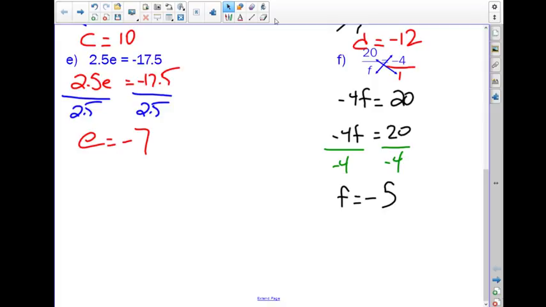Just like last class, you'll be given a set of homework questions. Please work through them as best as you can. And next class, we will have a quiz on solving one-step equations by multiplying or dividing.